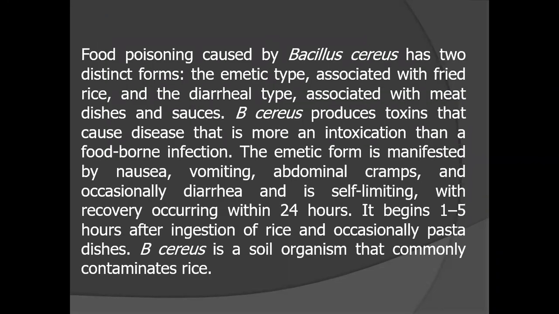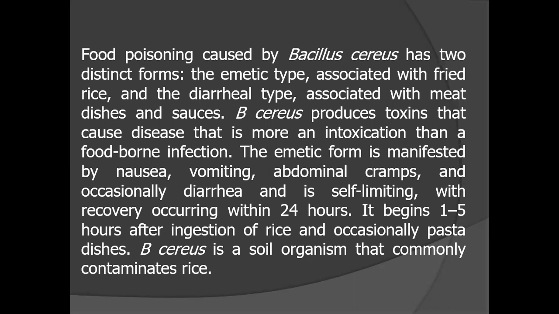Now, Bacillus cereus. This bacteria causes food poisoning and has two distinct forms: the emetic type associated with fried rice, and the diarrheal type associated with meat dishes and sauces. Bacillus cereus produces toxins that cause disease that is more an intoxication than a foodborne infection.